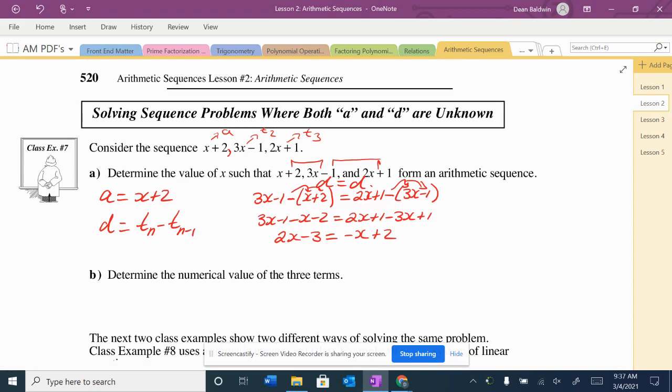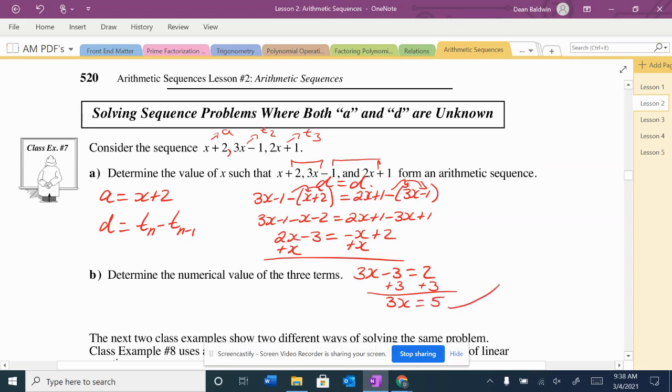All right. What do I do from here? Move the x. So I get 3x minus 3 is equal to 2. Add 3 to each side. So what is x? I get 3x is equal to 5. So what does x equal? Not even close. 5 over 3 is x.